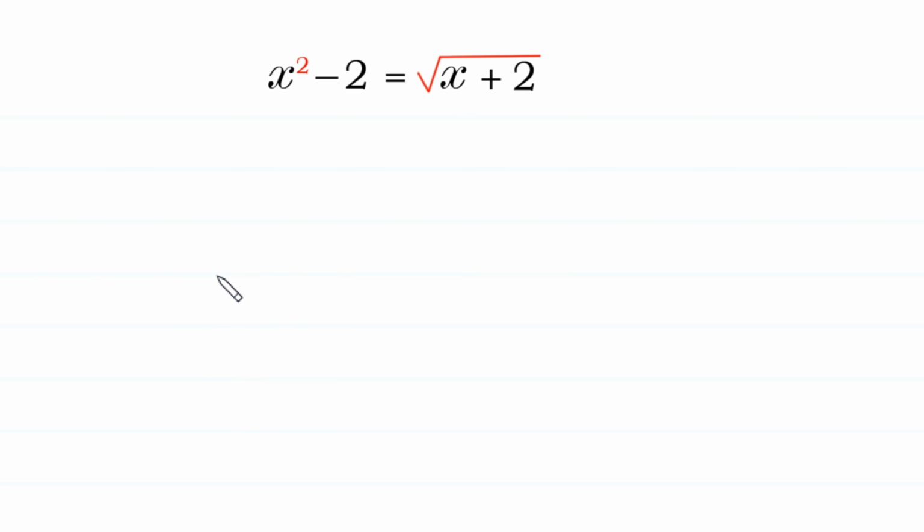Hello, welcome to how to solve this radical equation. x² - 2 is equal to the square root of x + 2.